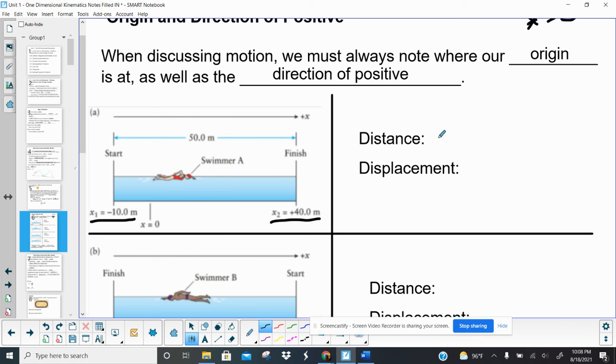Well, what you can do to find that is subtract our starting point from our final point, which is x2, and then take the absolute value of it in this case. So we have 40 minus -10. Well, this works out to be positive anyway, so that gives us a distance of 50 meters traveled. And you can see across the top that from start to finish, we have 50 meters.